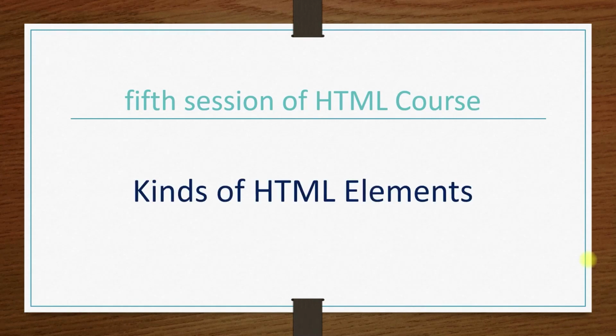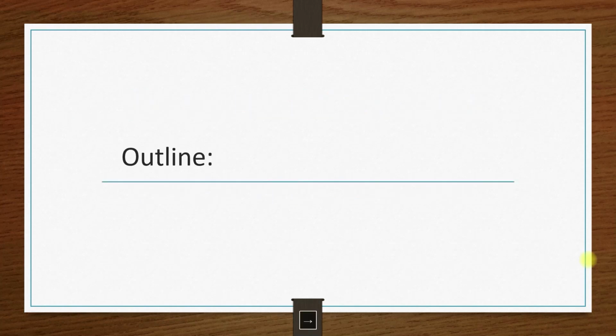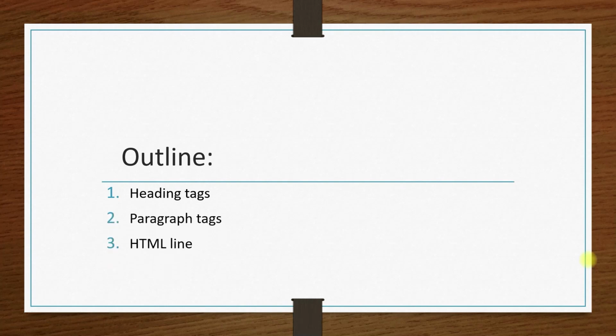The title of today is Kinds of HTML Elements. Let's have a look at the outline of today's lesson. The first thing that we are going to study is heading tags, second paragraph tags, third HTML line, and then we'll work on an example in which we'll use all the things that we learn today.